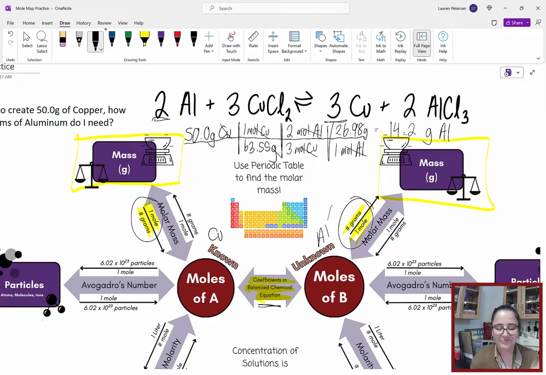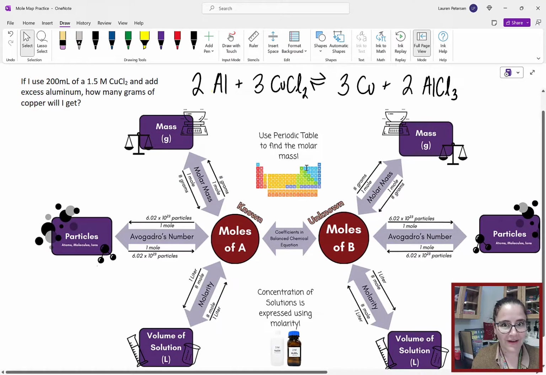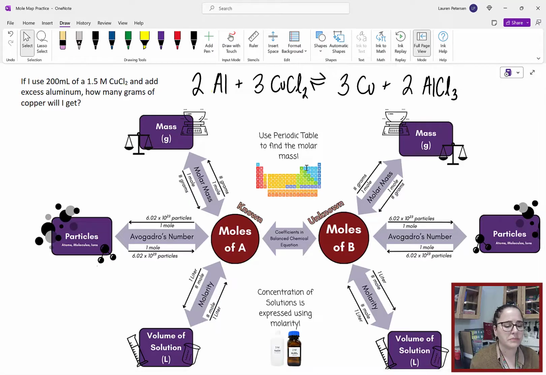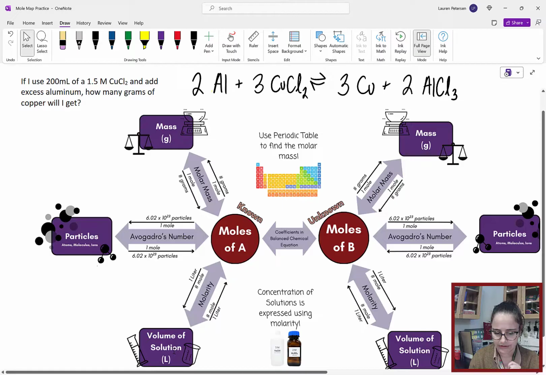Okay, so now we're going to go ahead and use a solution in a 3-step. So if I use 200 milliliters, molarity is in liters. I'm going to need one more step in my conversion factors here. This is going to be a 4-step conversion. You get a bonus one. But if we use 200 milliliters of a 1.5 molar copper chloride solution and add excess aluminum, that just means I'm adding aluminum until all of that 200 milliliters of copper chloride reacts. How many grams of copper will I get?